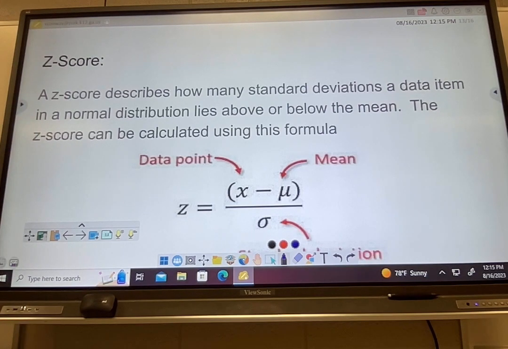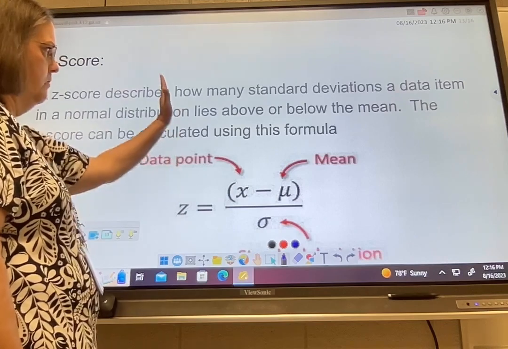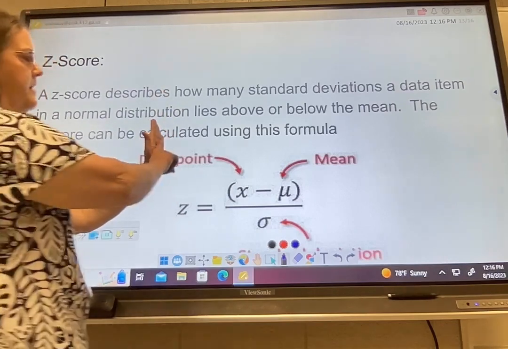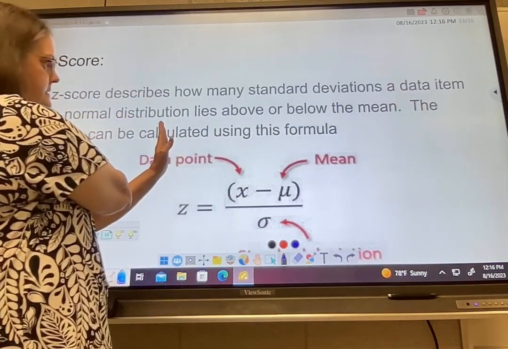A z-score describes how many standard deviations a data item in a normal distribution lies above or below the mean. The z-score can be calculated using this formula. So it tells you exactly how far away from the mean, in the normal bell curve, here's the mean, how many standard deviations your piece of data is this way and how many it is this way.